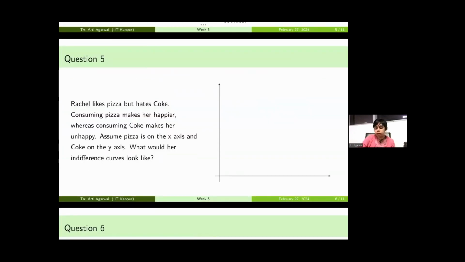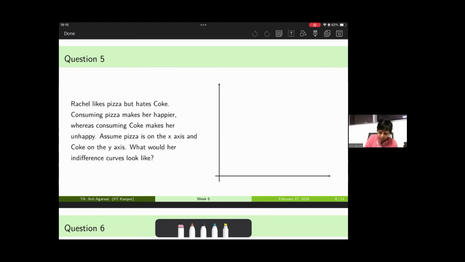So in this, there's no option to choose, but I've just drawn this empty skeleton for the XY axis. We are just going to take pizza on the Y axis. And suppose there's a place where you can buy both pizza and Coke, and Rachel likes pizza but she hates Coke. Consuming pizza makes her happier, whereas consuming Coke makes her unhappy. So what can we say about her preferences?